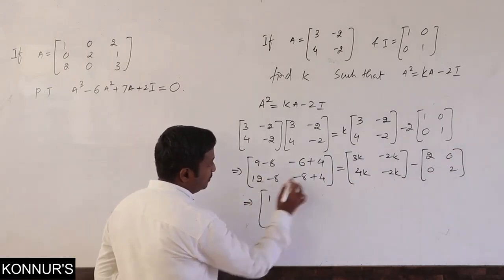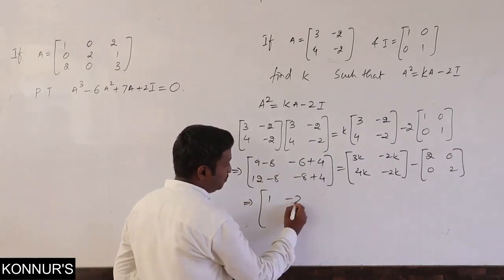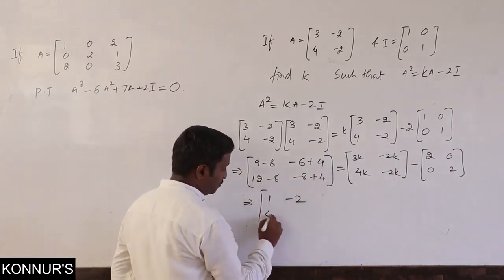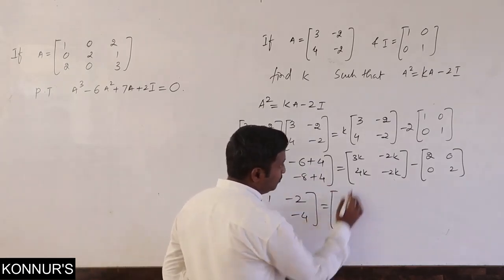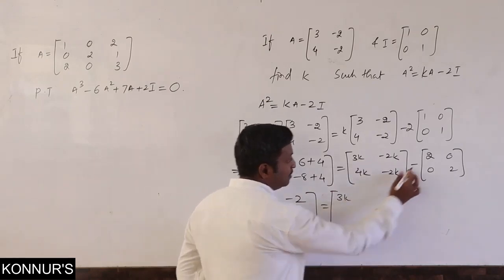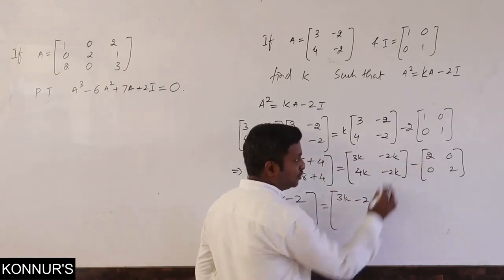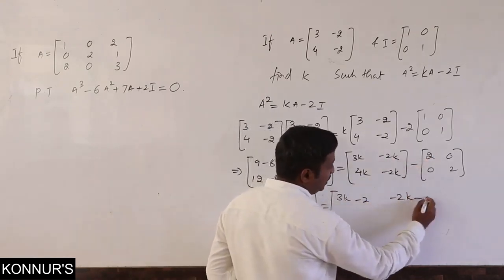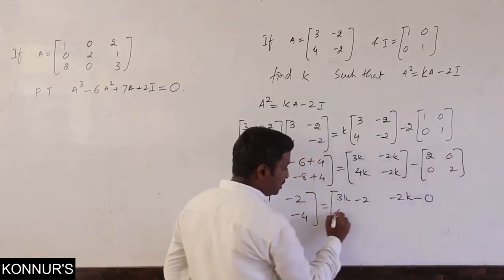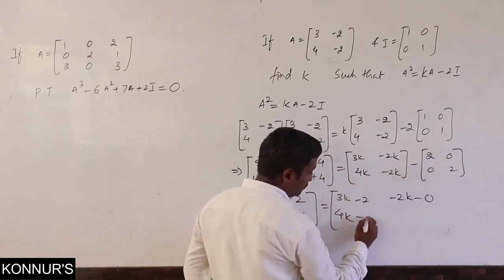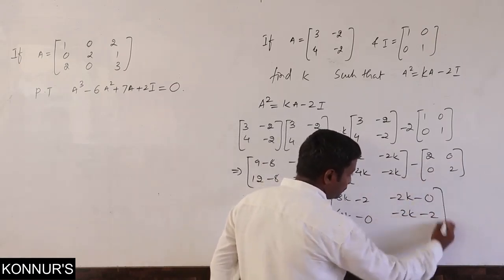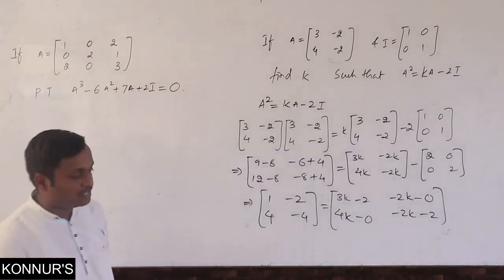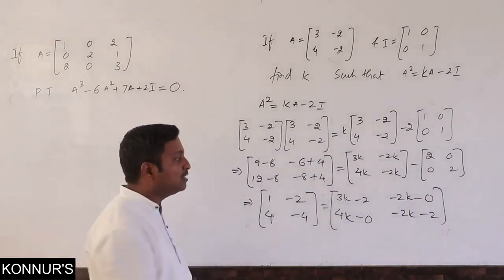9 minus 8 is 1. Minus 6 plus 4 is minus 2. 12 minus 8 is 4. Minus 8 plus 4 is minus 4. That is equal to, after simplifying, 3K minus 2, minus 2K minus 0, 4K minus 0, minus 2K minus 2. Okay, equality of the matrices: any element you can equate, and you will get the K value.